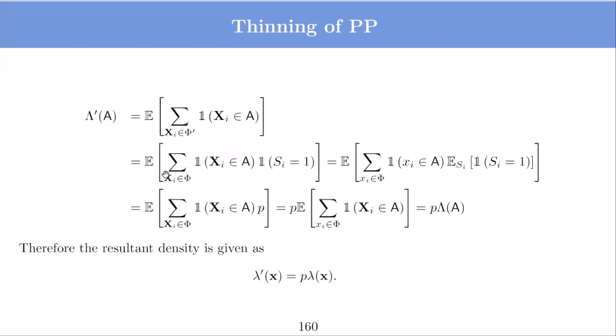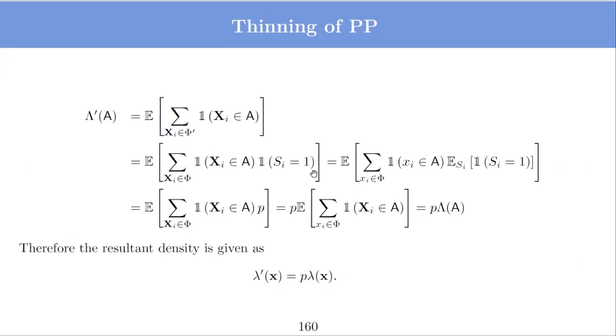In that case, lambda dash(A) is equal to the expectation of the sum over all points in phi dash of the indicator that xi belongs to A. Here I'm adding over all points in phi dash. This summation can also be written in terms of phi, because all points of xi are actually coming from phi, but only those points where S_i is equal to 1. So I sum over all points of phi, but add this additional indicator S_i equal to 1. All the points which are not kept contribute 0, so they do not affect the summation, and all the points which are kept add 1, so the two are equal.